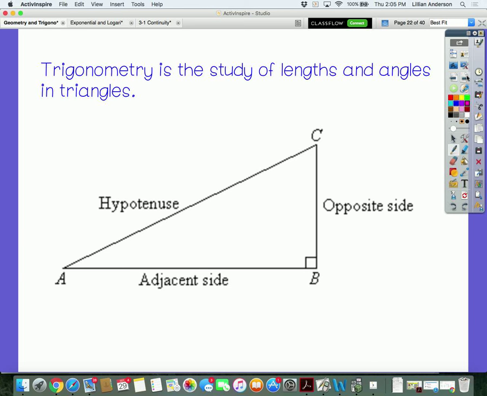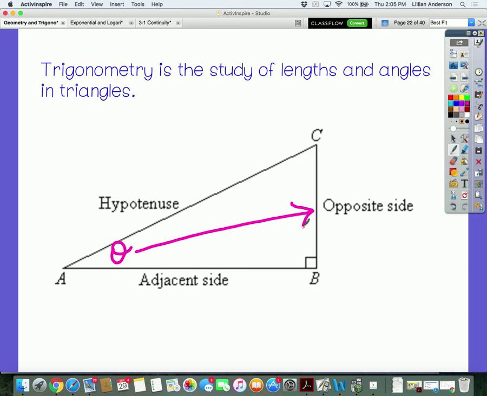And then you have your legs, which are either going to be your adjacent side or your opposite side, depending on which angle. Which angle is going to allow CB to be your opposite side and AB to be your adjacent side? Which angle are they referencing? Which angle, A or C? It's going to be A. So A is the angle in which you're able to determine that this side is your opposite side because it's across from that angle, and AB is your adjacent side.